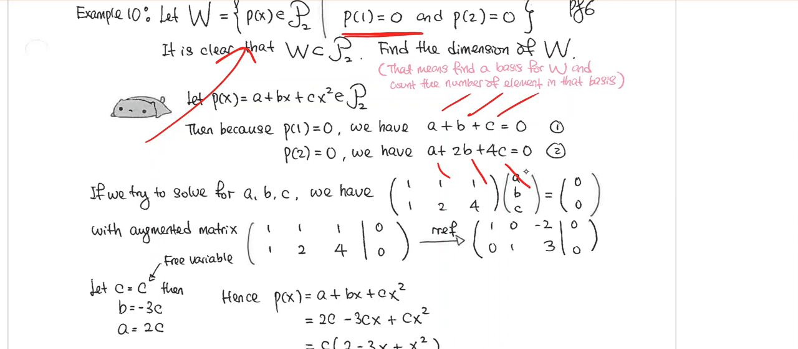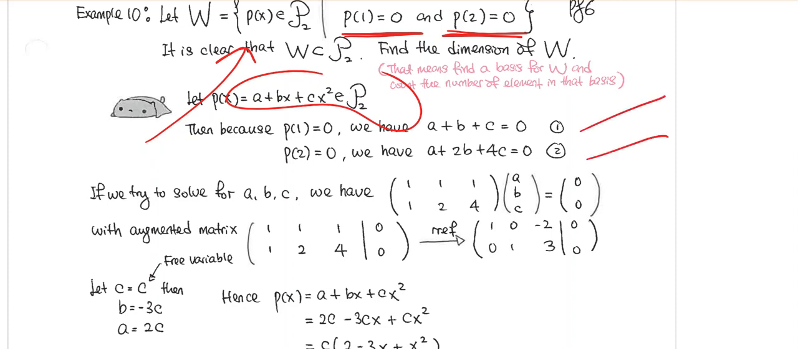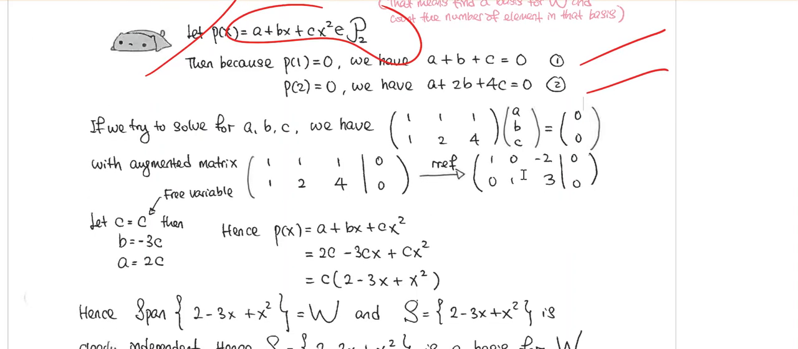And a plus 2b plus 4c, which is coming from this condition, has to be 0. So these are not all the a, b, and c that can be anything. The a, b, and c in this polynomial have to satisfy this condition and these conditions. If you solve for it, once you have the REF, you will see that all the a, b, and c have to satisfy these conditions that give you a polynomial of this form, or a multiple of this form.